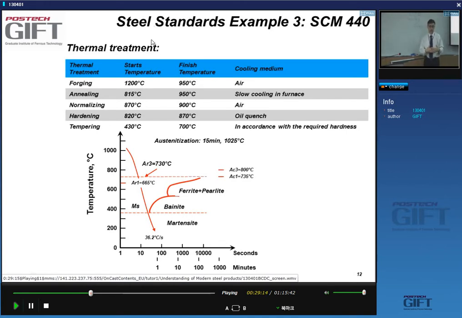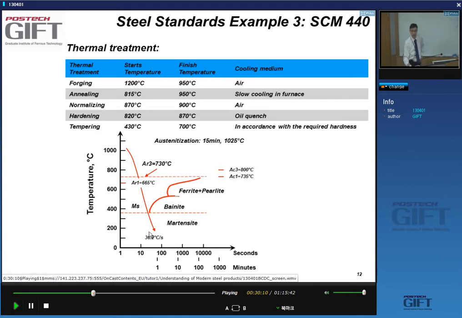So this is an example here for the 440, for instance, yes? So it's a CCT diagram, and you can see here that it specifies at what temperature you can do different processing steps, such as forging, annealing, normalizing, hardening. Let's look at hardening, because it's illustrated in the diagram, okay? So the temperature, you see here, you can start at 820. 820 is above the AC3 temperature, yes? So it will be homogeneously austenitic, yes?